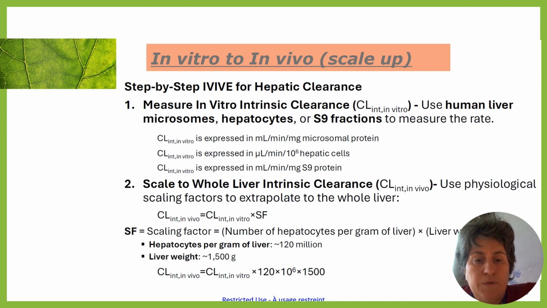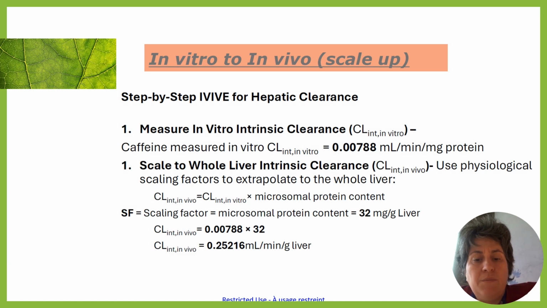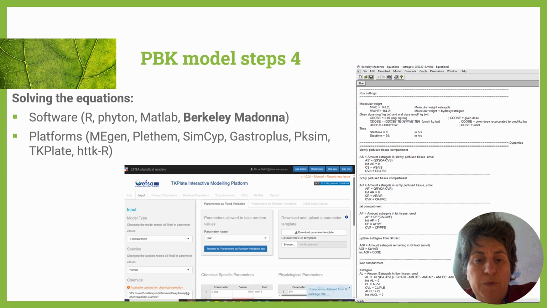The same applies if you have the microsomal protein content. You need a scaling factor for the microsomal protein content. Each species has its own protein content, so you need to check the literature for this value, but it's available in the scientific literature. You then multiply by your in vitro measured clearance value, and you obtain your in vivo clearance, and this is used as an input parameter to the model.